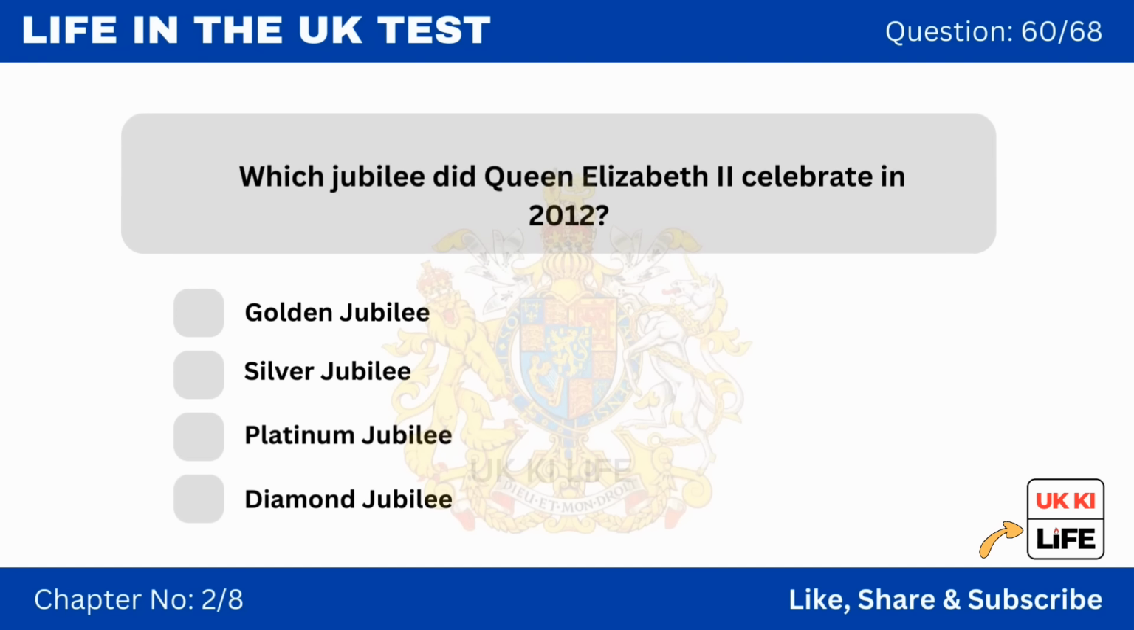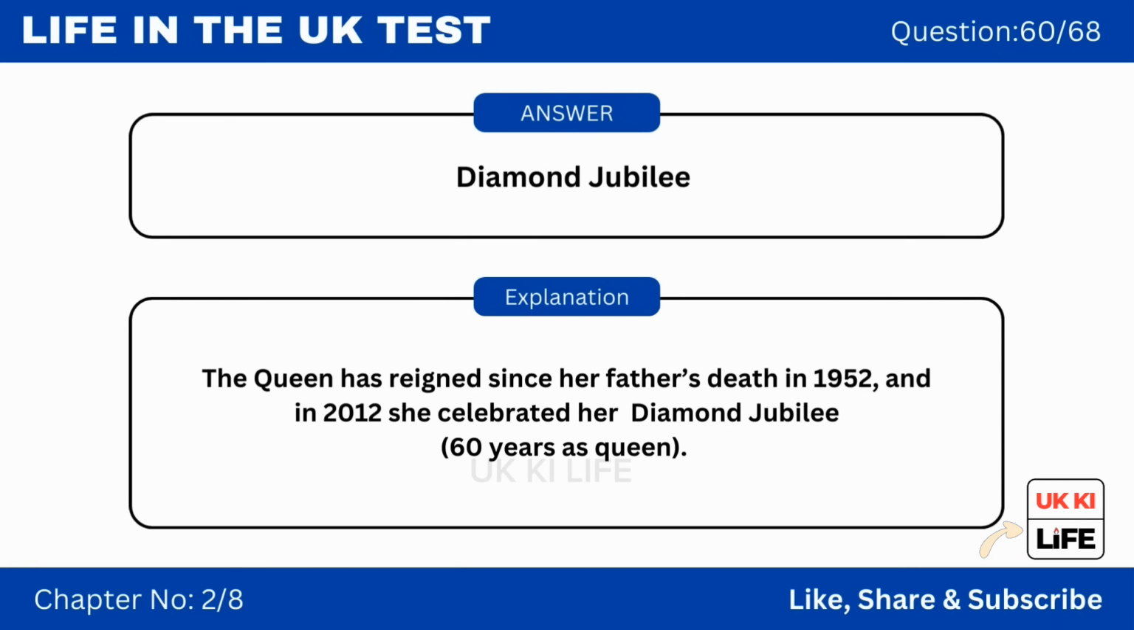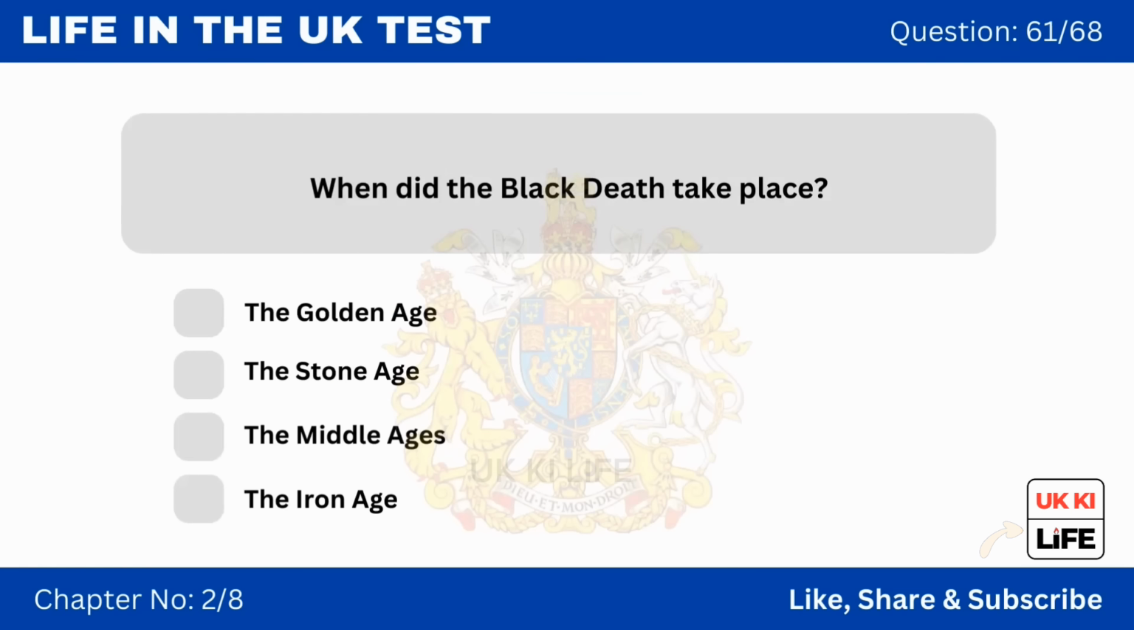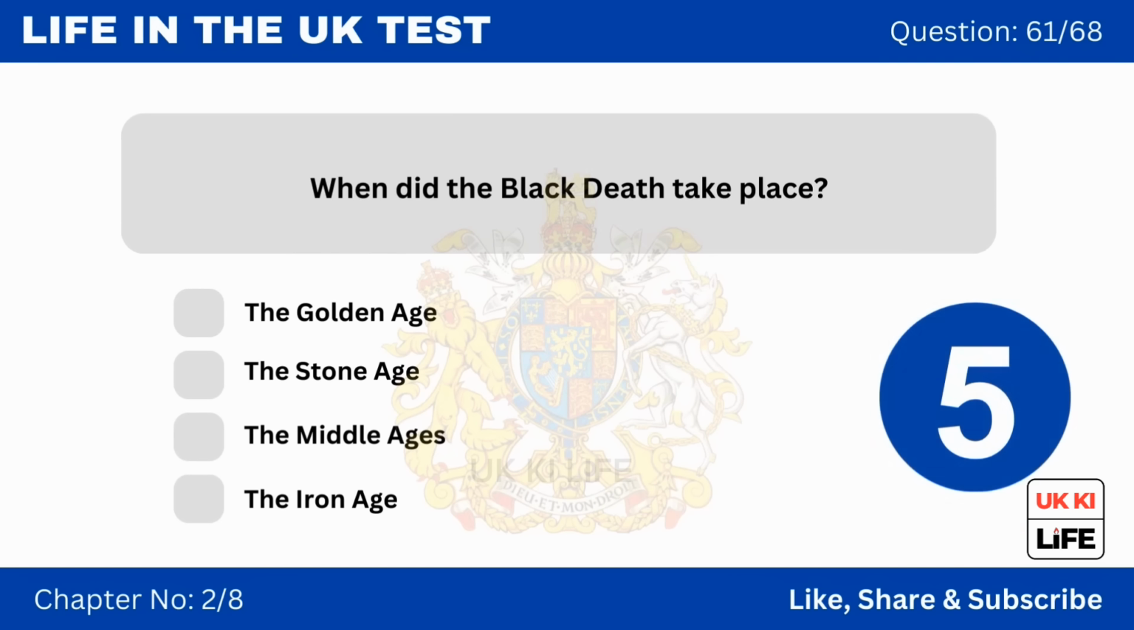The correct option is D. Explanation. The Queen has reigned since her father's death in 1952, and in 2012 she celebrated her Diamond Jubilee, 60 years as Queen. Question 61. When did the Black Death take place? The Golden Age, the Stone Age, the Middle Ages, the Iron Age.